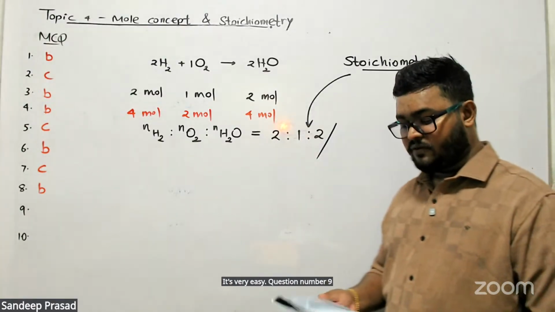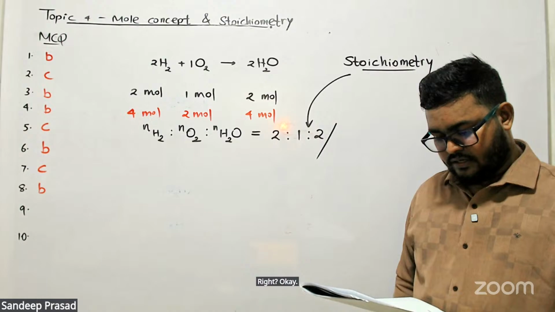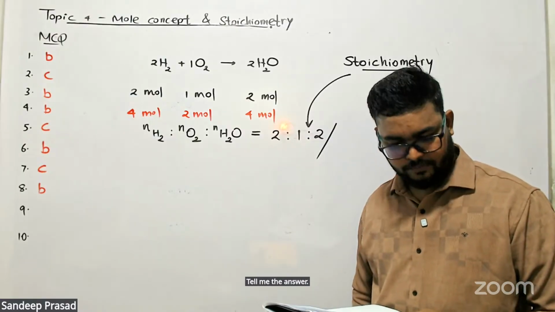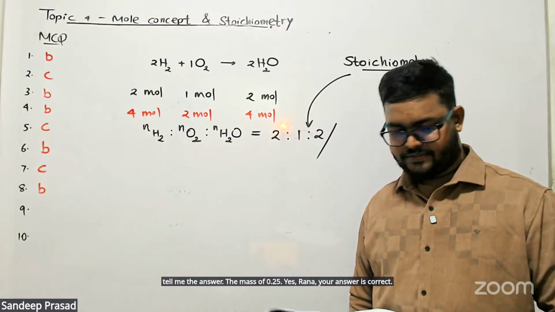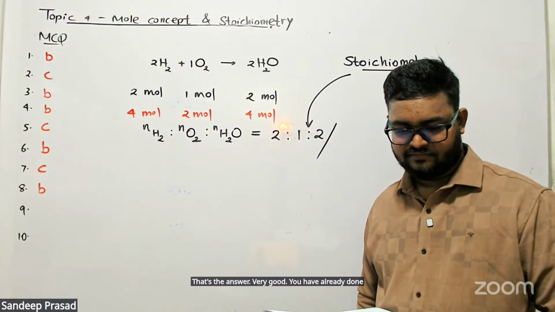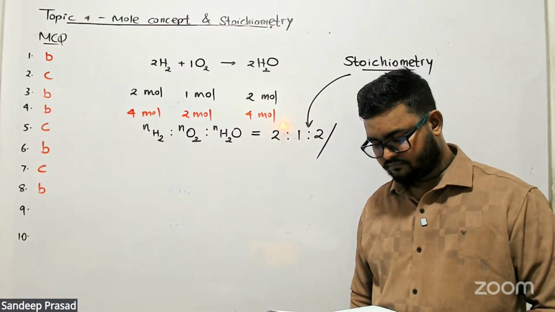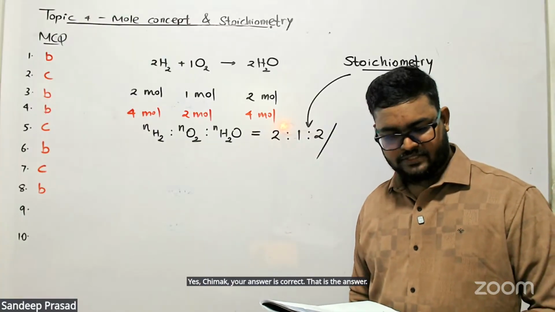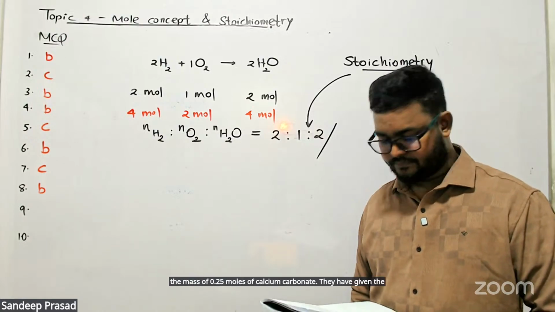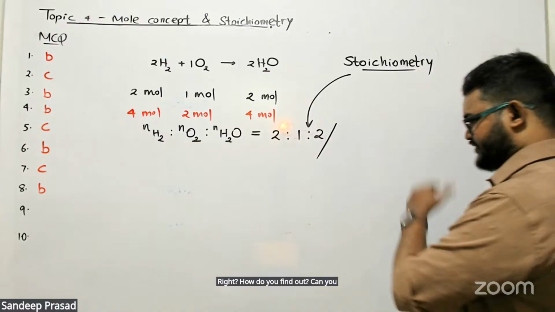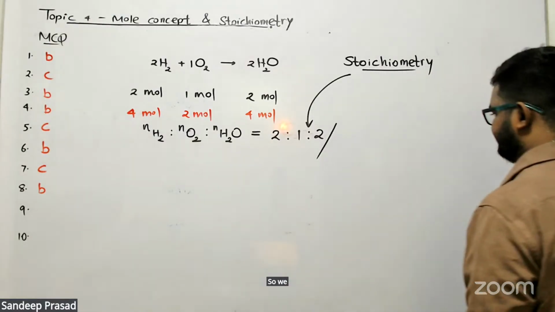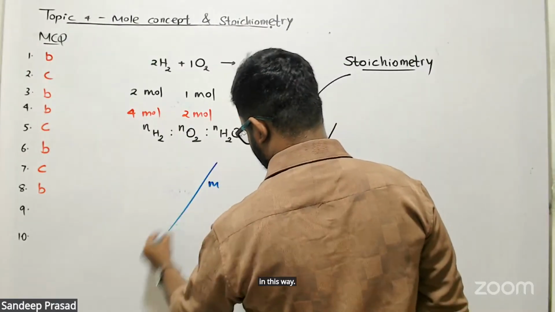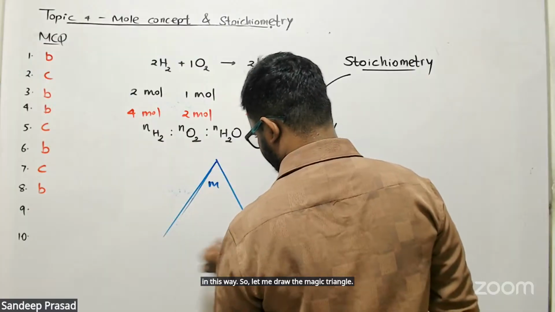Question number 9. It's a calculation, right? Okay, students. Have you done this calculation? Tell me the answer. The mass of 0.25. Yes, Rana, your answer is correct. That's the answer. Very good. You have already done these calculations, right? Yes, Shimak, your answer is correct. That is the answer. The mass of 0.25 moles of calcium carbonate. They have given the molar mass also, right? How do you find out? Can you remember the equation that we're using? So we can take that in this way. So let me draw the magic triangle. Here's the magic triangle.